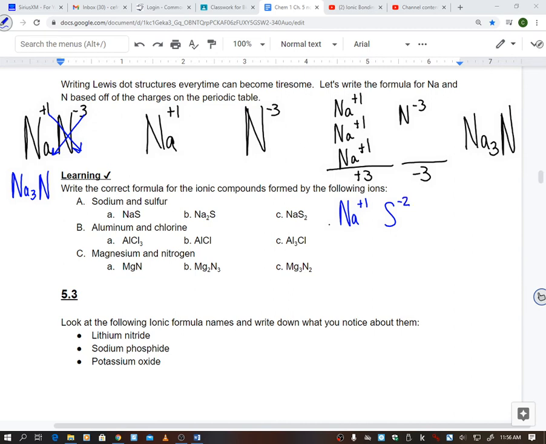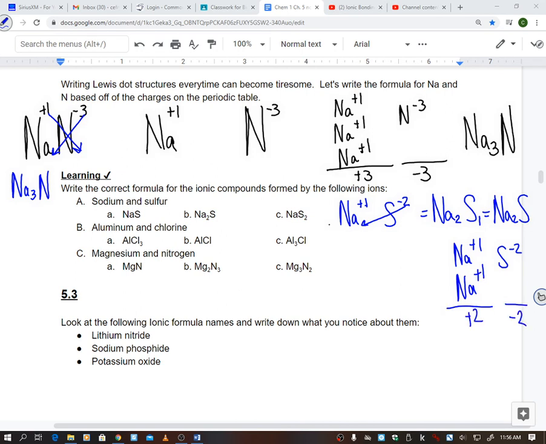Now, if I just use this crisscross method, I know that sodium, I'm going to cross that 2, and then sulfur is going to get that 1. Now, you can put a 1. You do not have to. I never put the 1. I just put Na2S. You assume that there's 1 there if you don't put it. Now, if you're struggling with what I am doing with this crisscross, just remember, if sodium is a +1 and sulfur is -2, I need to get these charges to cancel out. So now look, +2, -2.